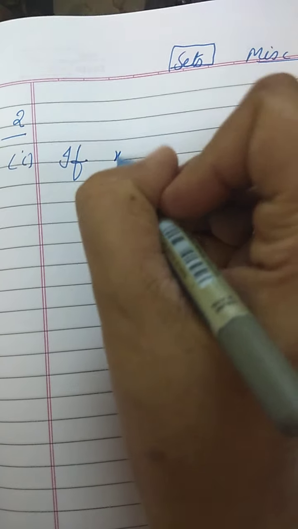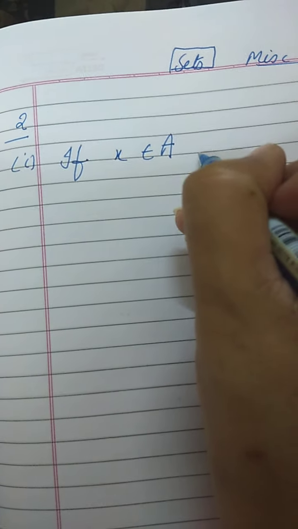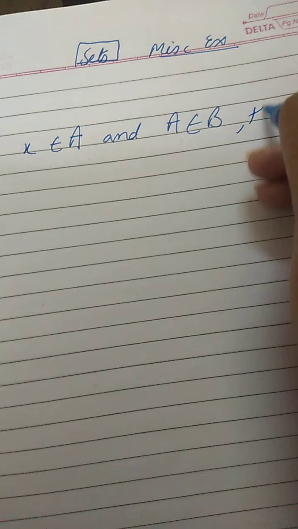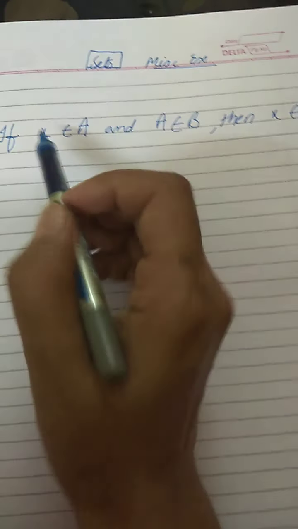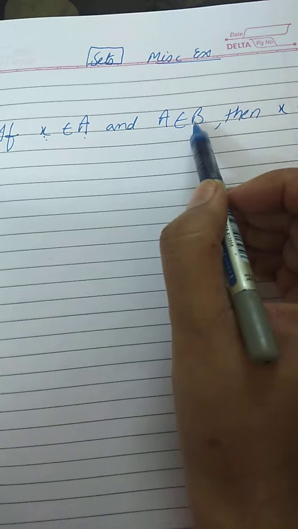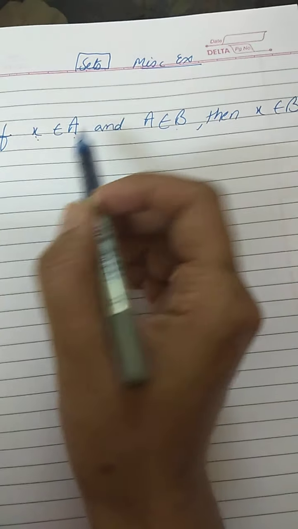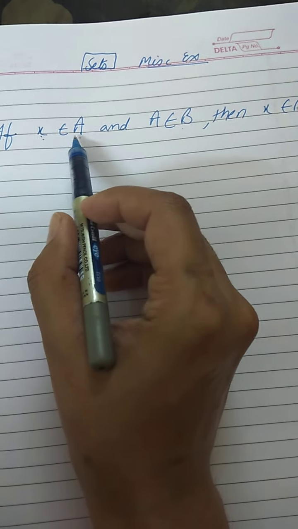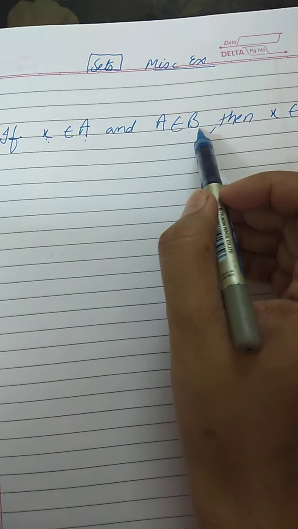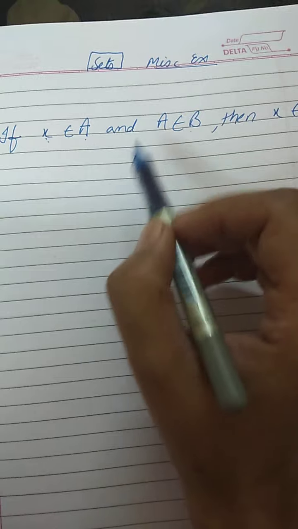The statement says if x belongs to A and A belongs to another set B, then x belongs to B. Now what does it mean? Small x, that means it is an element. Capital A, it's a set. Capital B, it's a set. And we have to show if there is an element which belongs to A, one set, and this set belonging to another set. How two sets belong to each other?